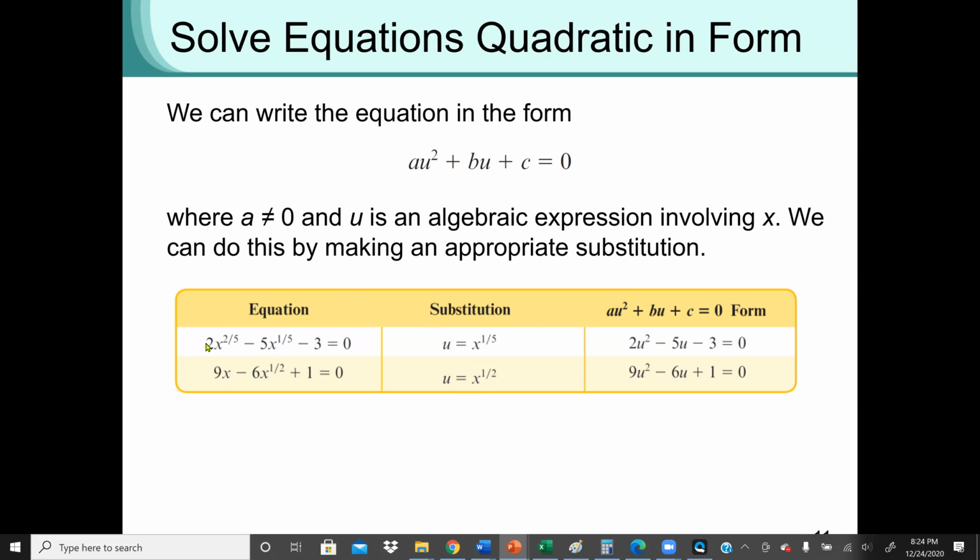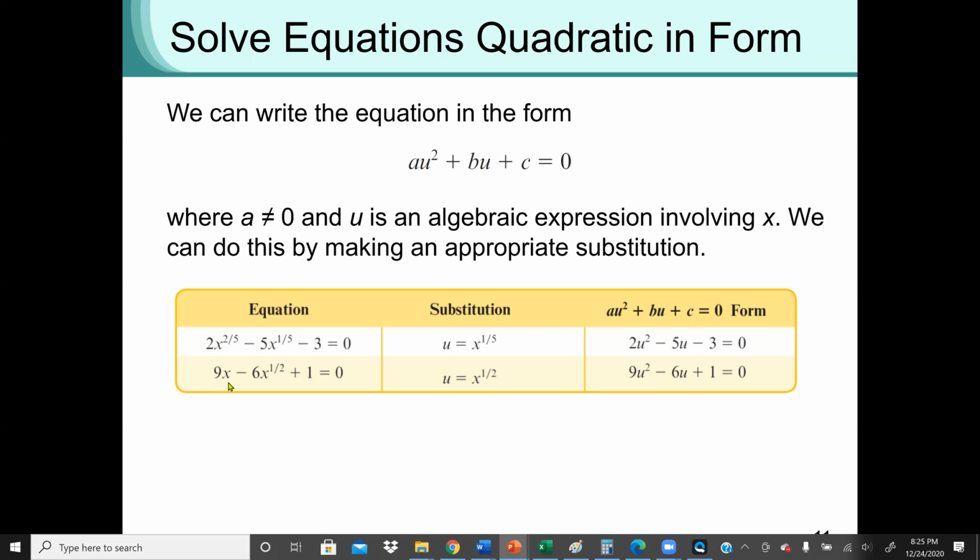So I'm going to substitute into the equation. I write 2u squared, since x to the power 1/5 squared gives 2/5, so it will be 2u squared minus 5u minus 3 equal to 0. I can solve this using the quadratic formula or factoring. Then after I get my answer for u, let's say u is 5, I'll say 5 equal to x to the power 1/5. Then I'll multiply both the left side and right side by 5 so that we can look for x.